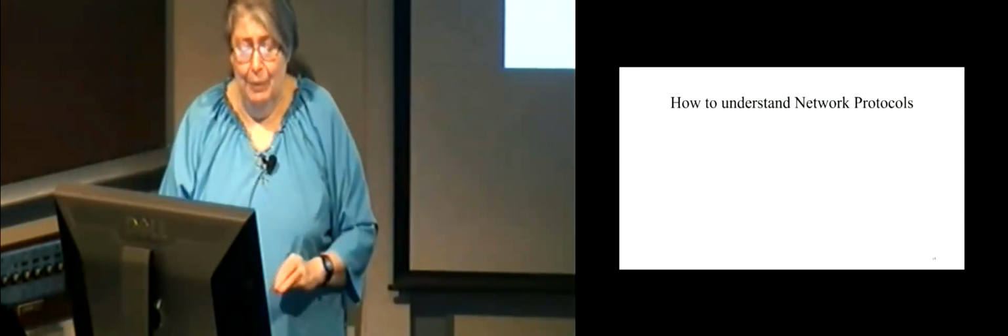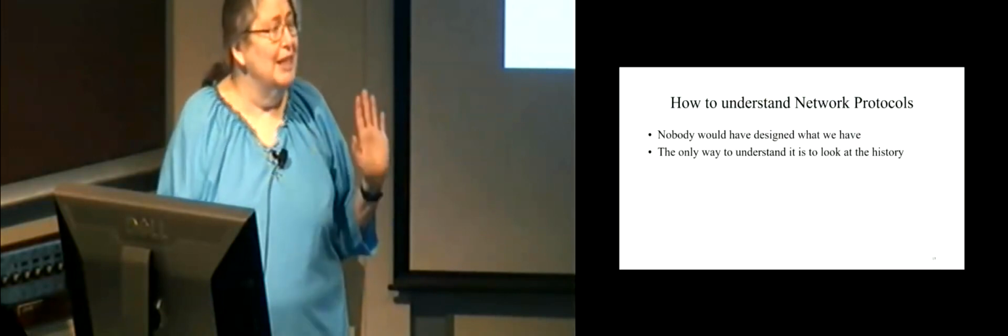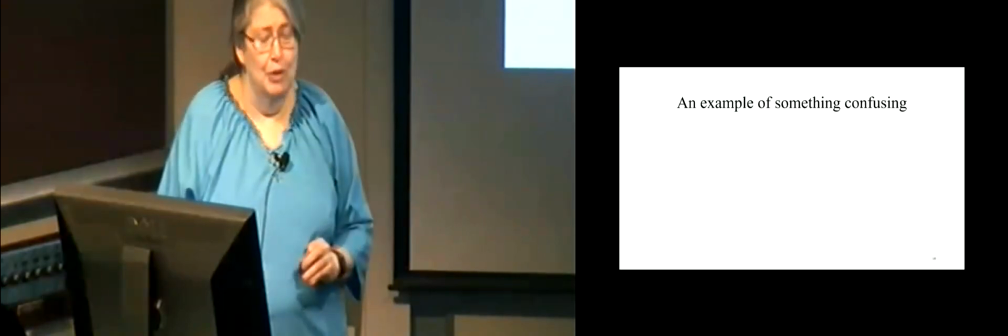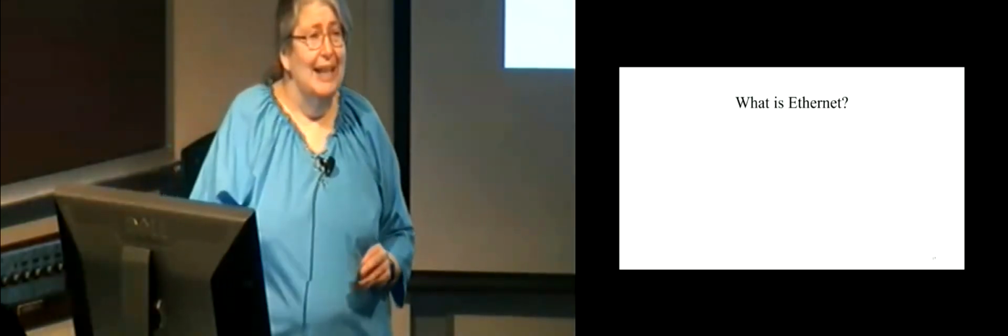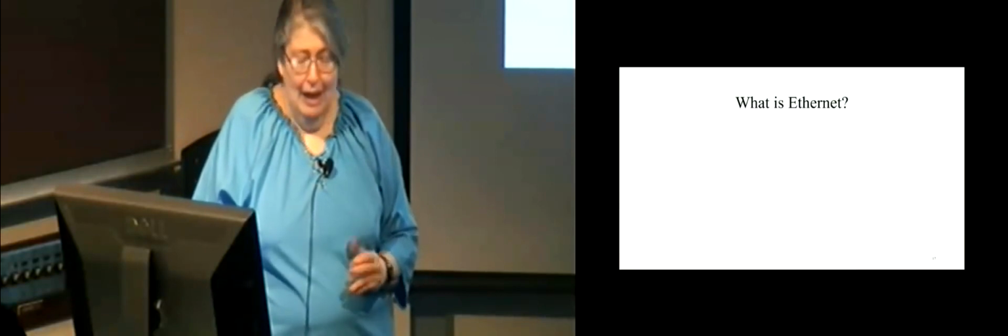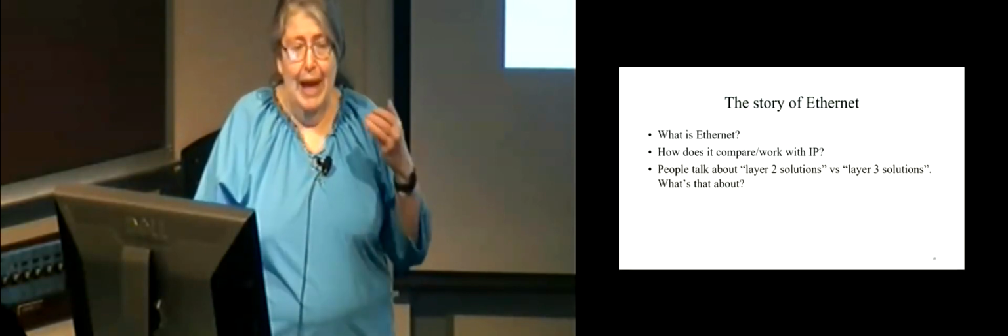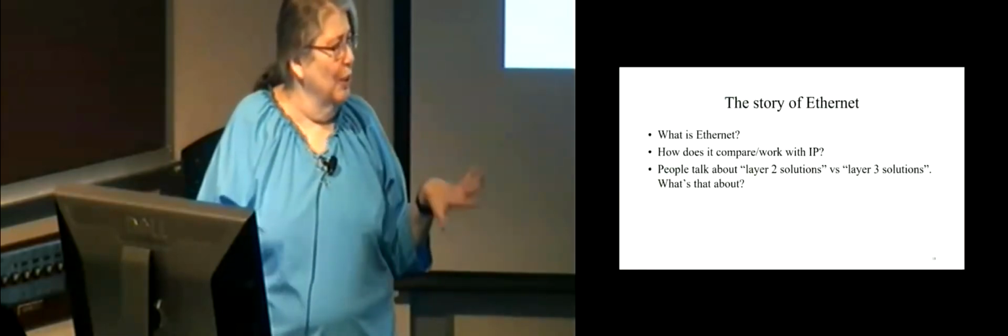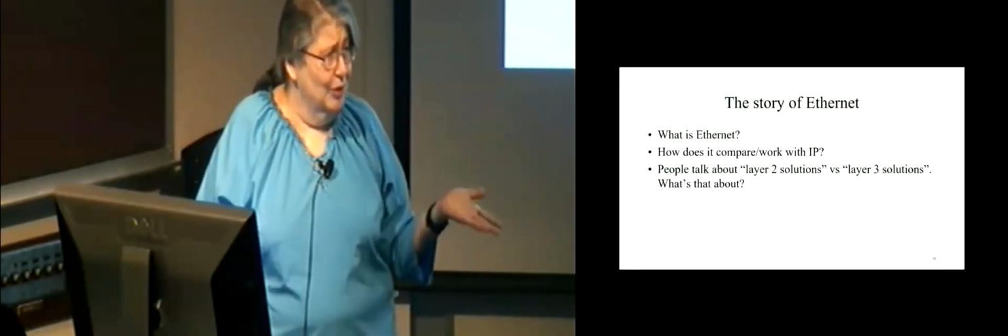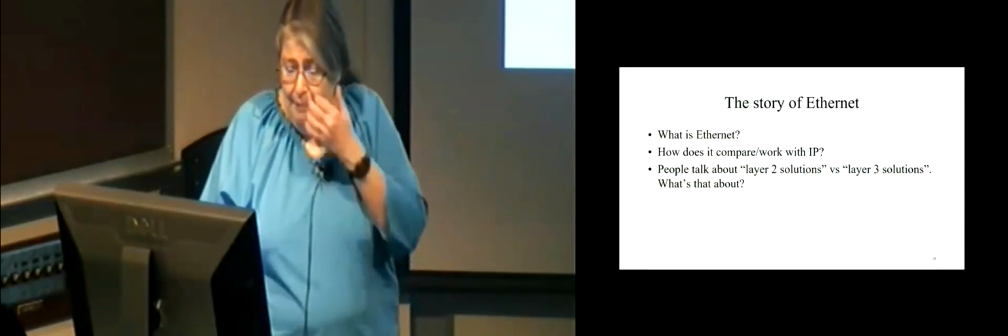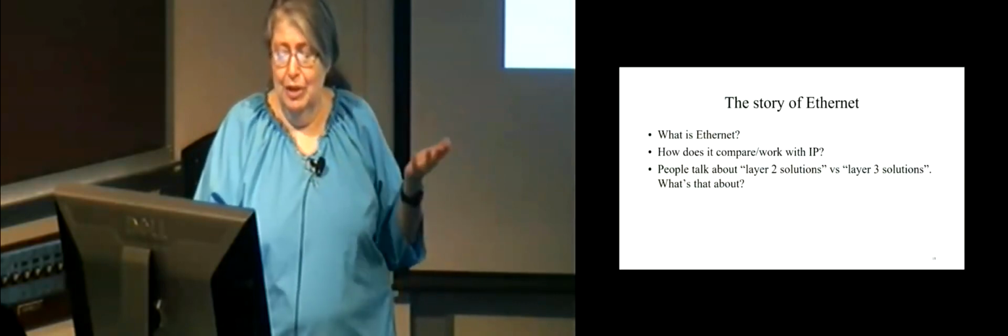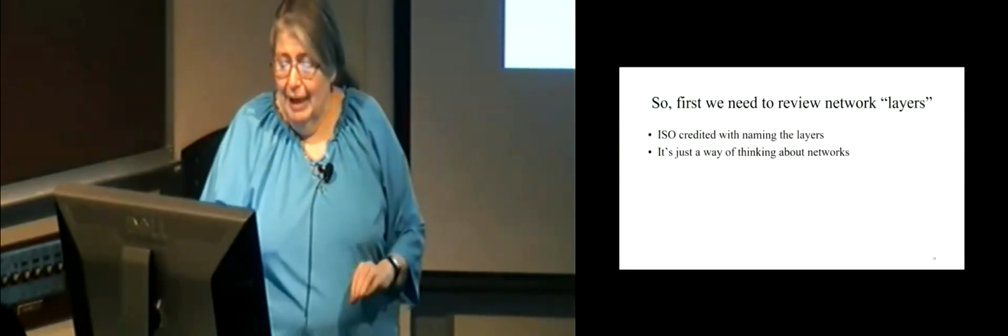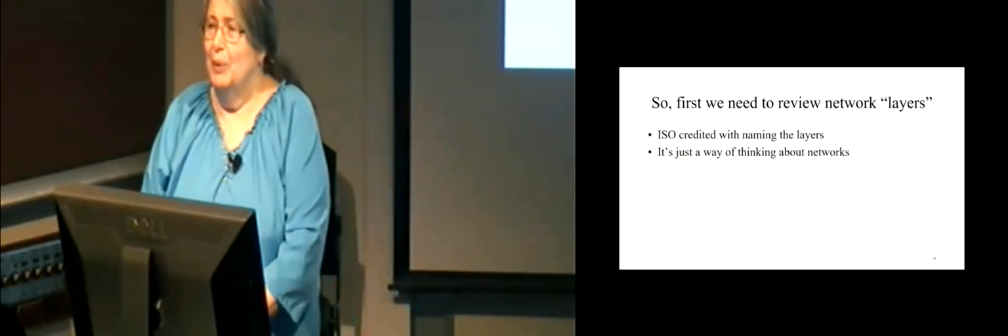So how to understand network protocols? As I said, the only way to understand it is to look at history. So an example of something confusing: what exactly is Ethernet? I'll talk about that. And how does it compare with and work with IP? Why do we have both Ethernet and IP? And people talk about layer 2 solutions versus layer 3 solutions. What's that all about? So first we need to review the network layers.